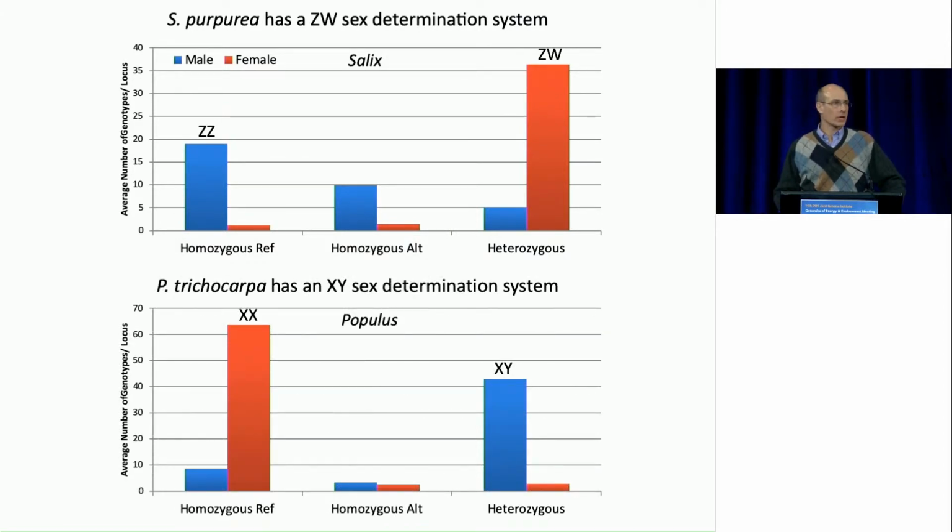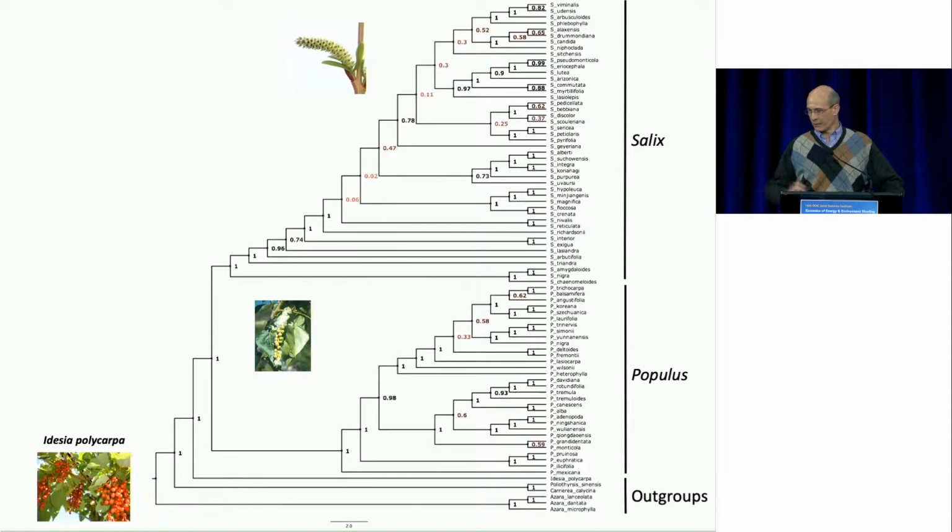And for Populus trichocarpa, it's the exact opposite. The males are heterozygous for the associated loci, so it's an XY system.